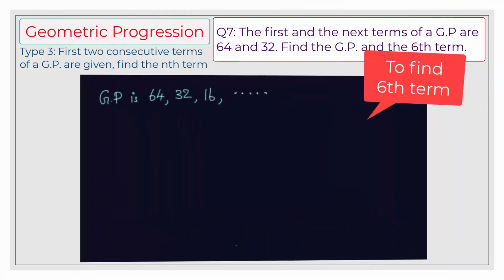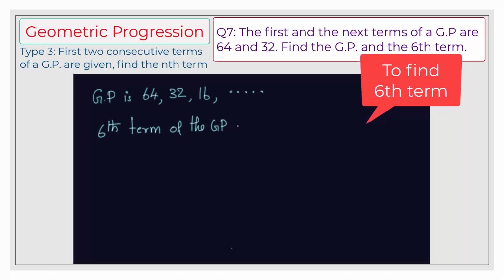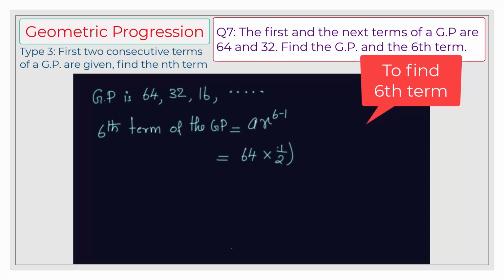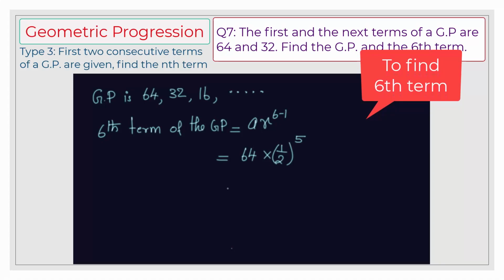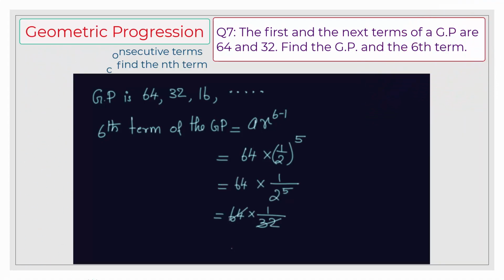Now we have the GP, its first term, and the common ratio, and we want to know the sixth term. Obviously, we just need to apply the general nth term formula. So, the sixth term is equal to 64 times 1 by 2 raised to 6 minus 1, which is computed as 2.